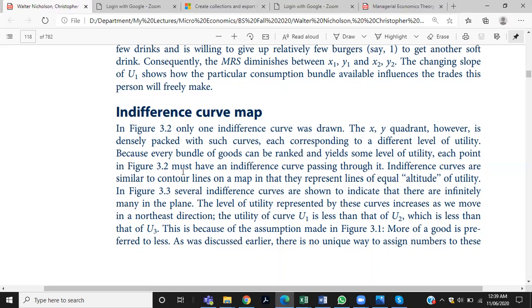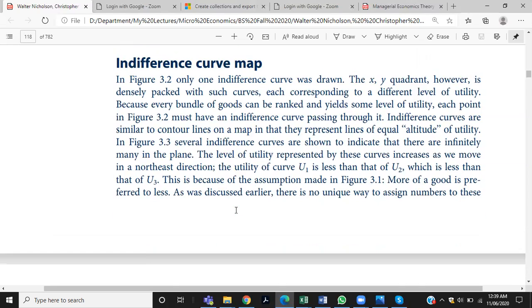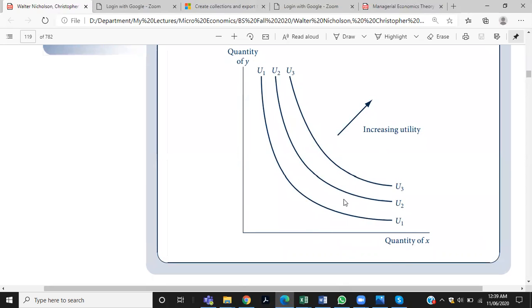Each point in figure 3.2 must have an indifference curve passing through it. Indifference curves are similar to contour lines on a map in that they represent lines of equal altitude of utility. In figure 3.3, several indifference curves are shown to indicate that there are infinitely many in the plane. So this is an indifference curve map.